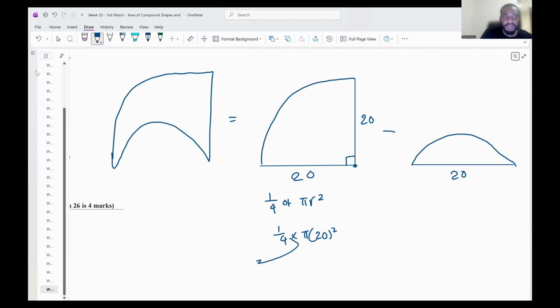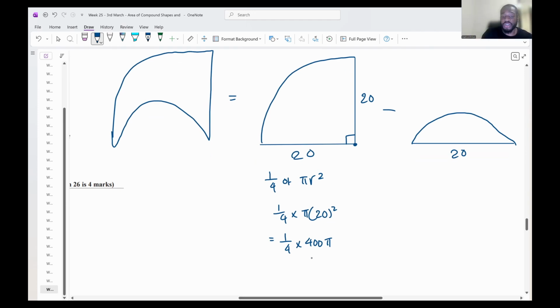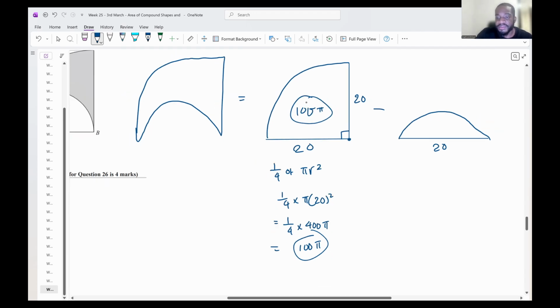And that would be equal to, well, 20 squared is 400. So it's a quarter times 400 pi. What's a quarter of 400? That's just 100, isn't it? So this is just 100 pi. So this area right here is 100 pi. Does that make sense, guys? Happy with that?